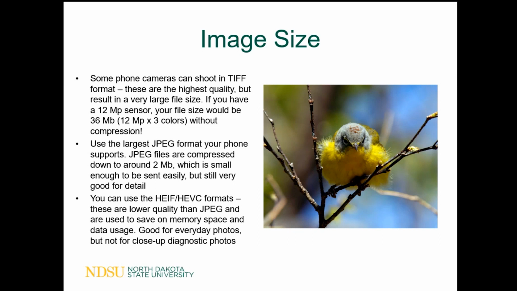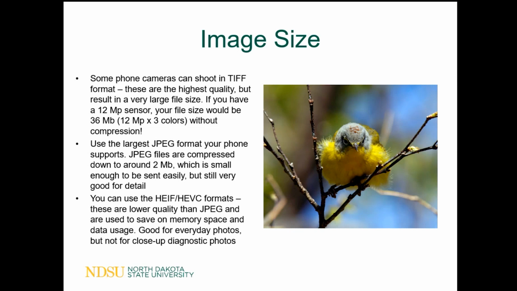And so JPEG is another one that you'll see in your formats. JPEG will compress that data down, so this 36 megabyte file will turn into 2 megabytes. The TIFF is the highest quality, but obviously it's a big file size, where JPEG will compress it down, so it's still a decent quality photo, and it will be easier to send, and it won't take up quite as much data on your phone.